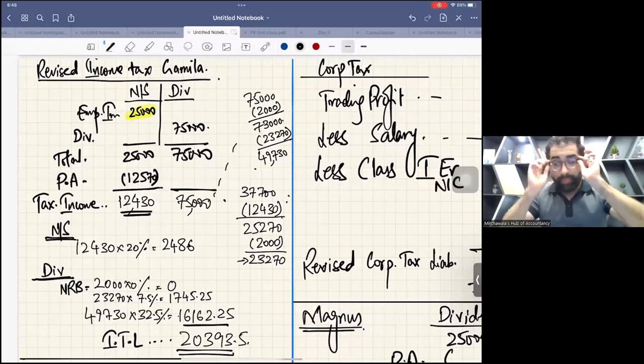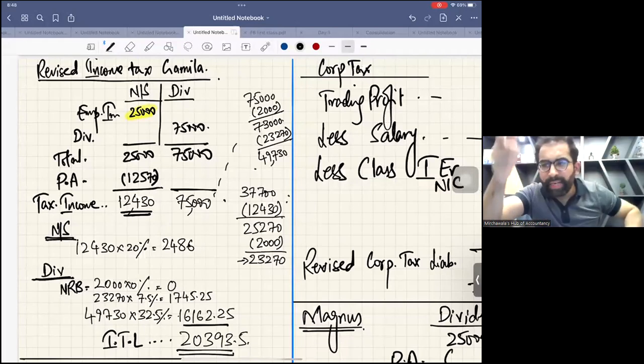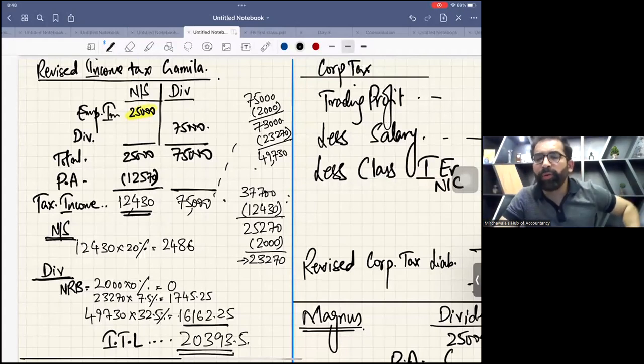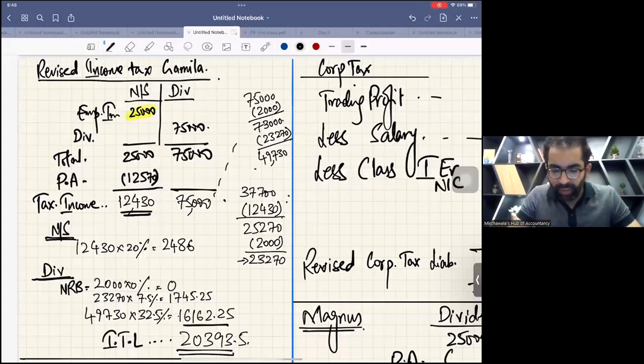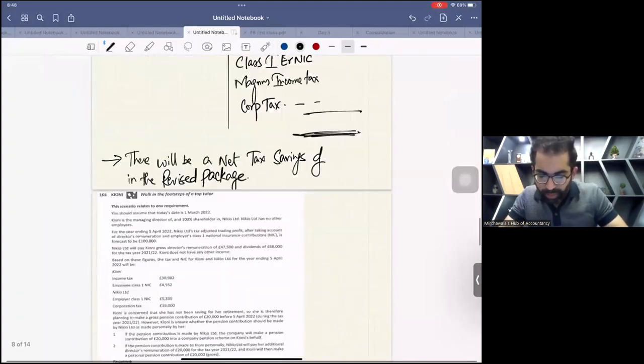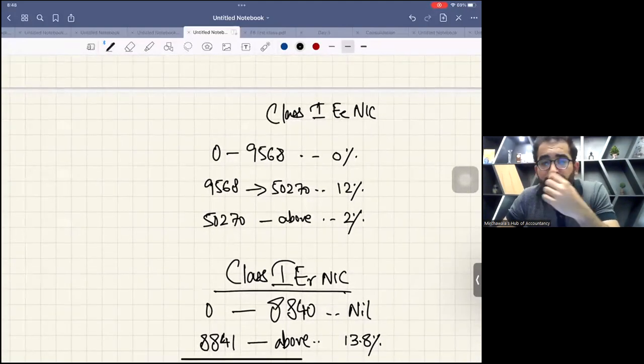Now, right now we are at Gamila. Gamila is receiving salary. Gamila is an employee, and all employees in UK pay class one employee NIC. Class one employee NIC is calculated on cash salaries, right? So the cash salary is 25,000. Now, please tell me the rates. Let me show you the rates of class one employee NIC. In the exam you will be given these rates, and you must know this. This is not my duty.